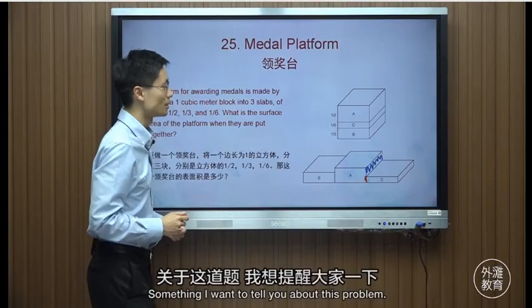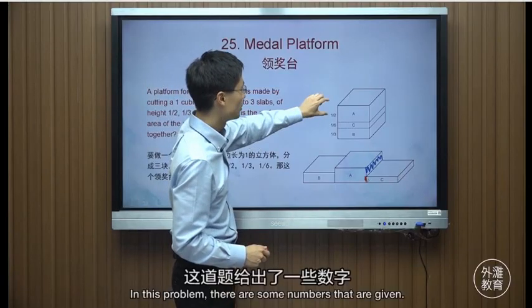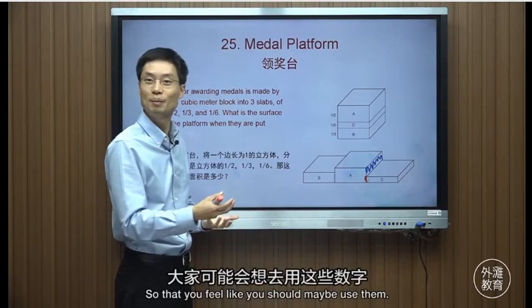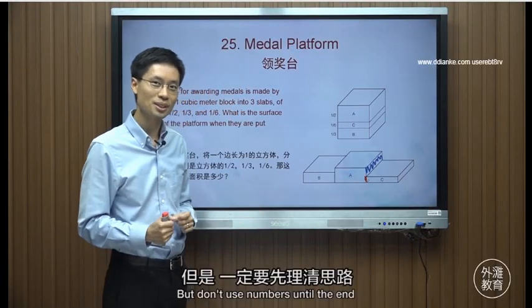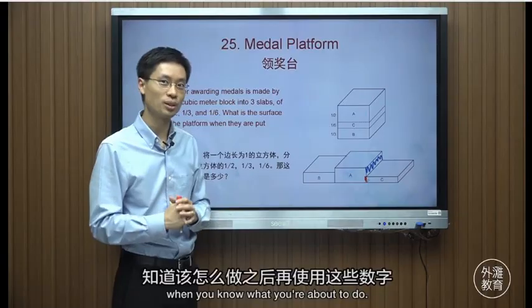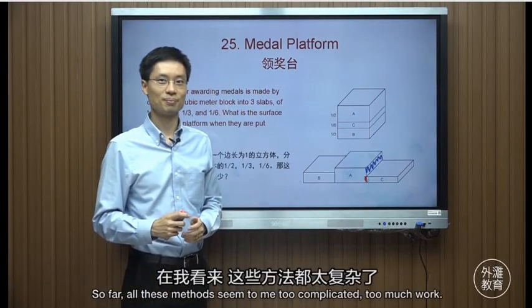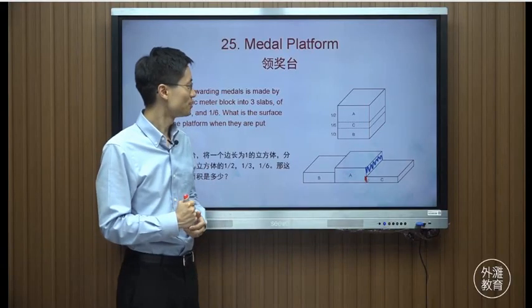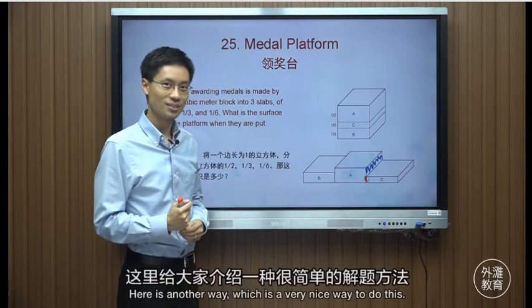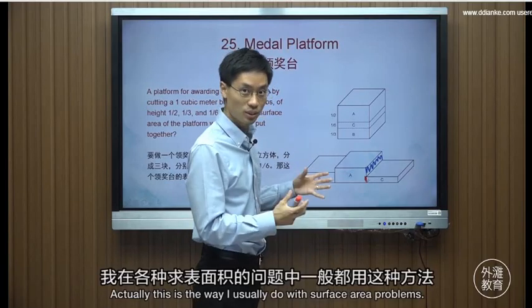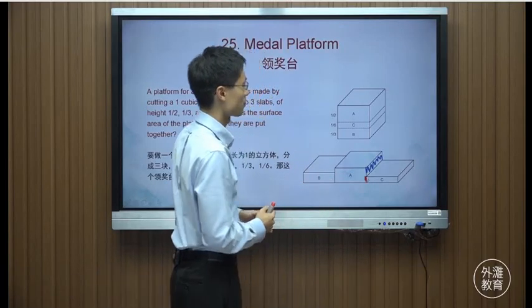Something I want to tell you about this problem. In this problem, there are some numbers that are given so that you feel like you should maybe use them. But don't use numbers until the end when you know what you're about to do. So far, all these methods to me seem too complicated, too much work. Here's another way, which is a very nice way to do this. Actually, this is the way that I usually do surface area problems.